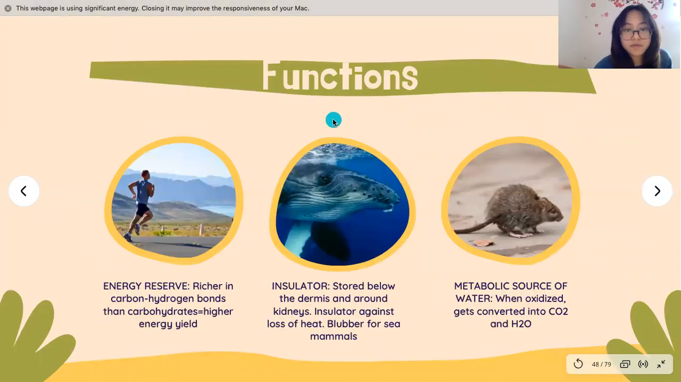So the functions of triglycerides: it serves as an energy reserve. It has a higher energy yield than carbohydrates. It serves as an insulator, and in humans it's stored below the dermis and around the kidneys. It's an insulator against heat, as in blubber, and it's also a metabolic source of water, as you can see with this right here.